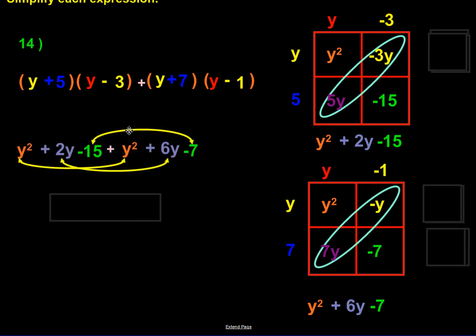And furthermore, I've added arrows to show like terms, because these need to be combined now. So I have a y squared and a y squared. I have a 2y positive and a 6y positive, and I have a negative 15 and a negative 7. All of these can be combined independently. So my y squareds are going to combine to give me a 2y squared. My 2y and my 6y combine for an 8y, and my negative 15 and negative 7 combine for negative 22. So the answer to 14 is 2y squared plus 8y minus 22.